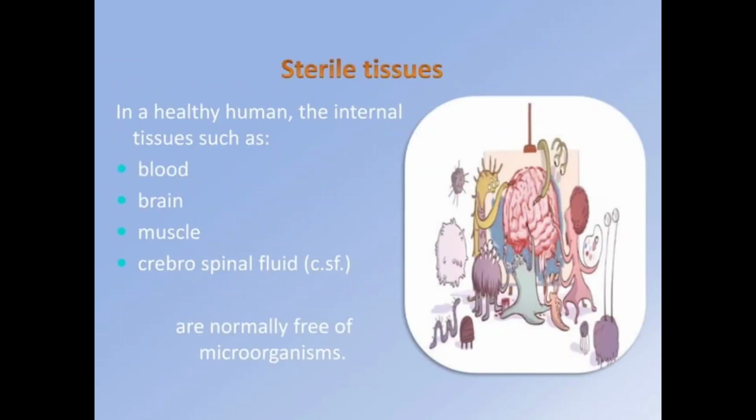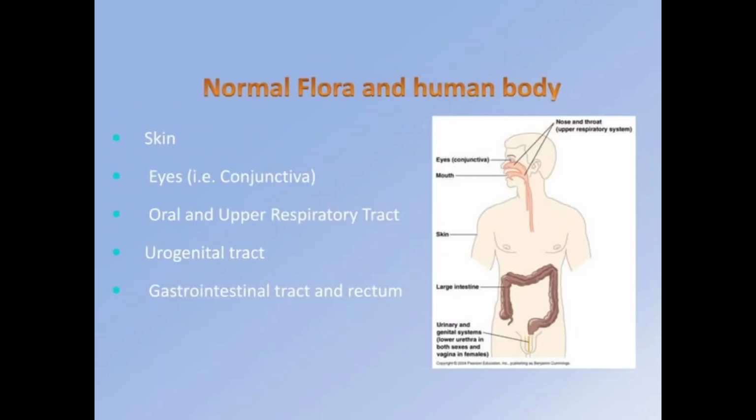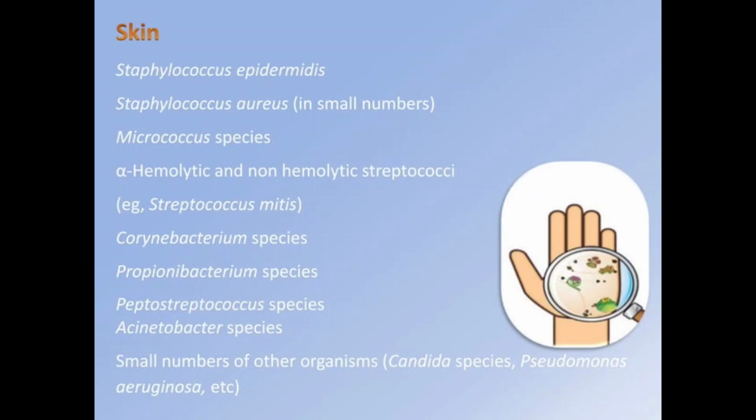Sterile tissue. In a healthy human, the internal tissues such as blood, brain, muscle, and cerebrospinal fluid are normally free of microorganisms. Normal flora in humans. Number one is skin, eye, oral and upper respiratory tract, urogenital tract, gastrointestinal tract, and rectum.